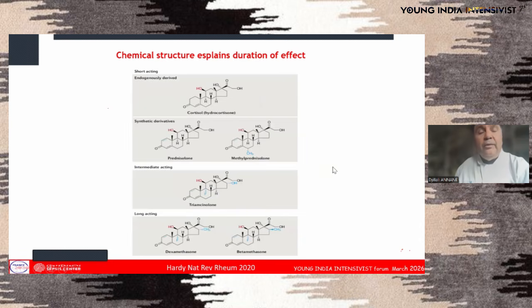So another pharmacological element that is important to have in mind to understand how corticosteroids may be helpful during sepsis and acute inflammation is related to the duration of the treatment effect, actually. And that is really dependent on the chemical structure. And so the HO component here is a major factor influencing the duration of action. So it is associated with short acting.